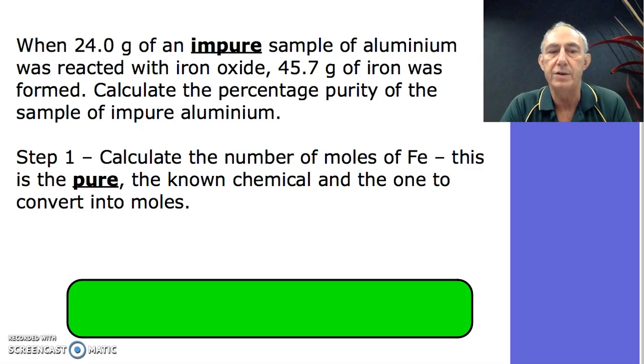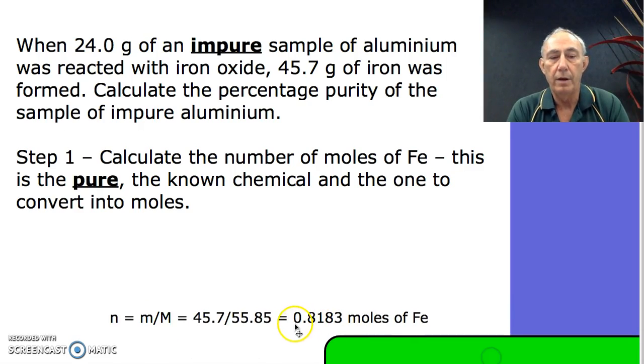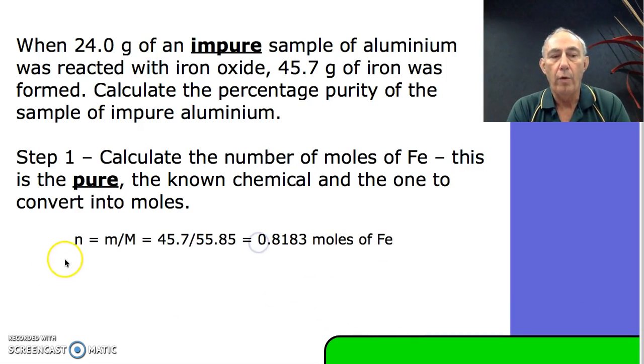So could you please now stop the video and calculate the number of moles of iron that we have in this question. Okay, so hopefully you have now done the question. So our number of moles of iron is 45.7 grams divided by the molar mass of iron. So at the end of the reaction, we've had 0.8183 moles of iron.